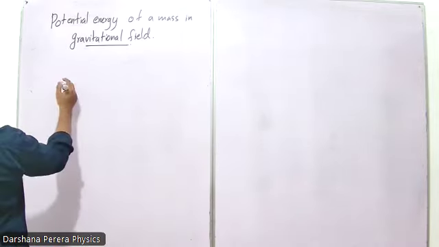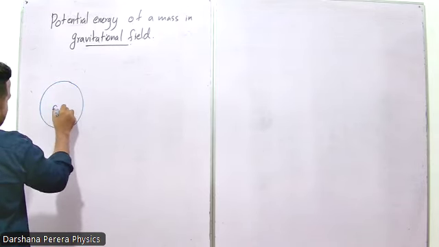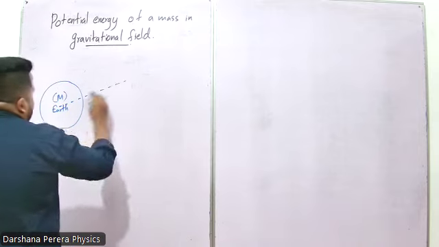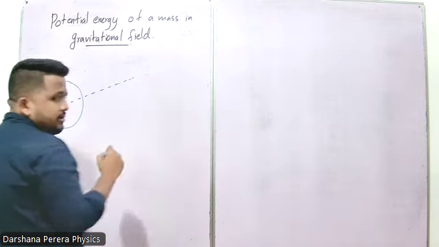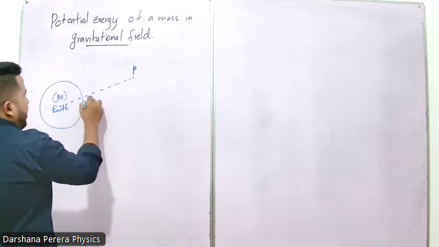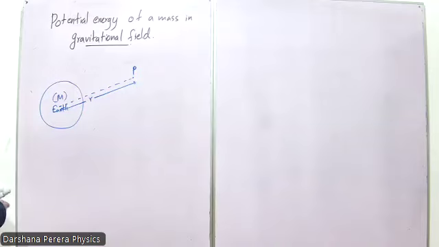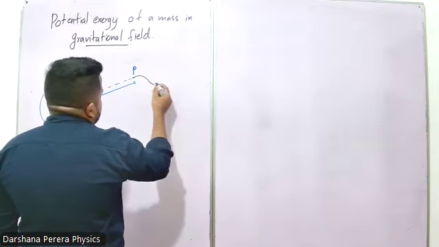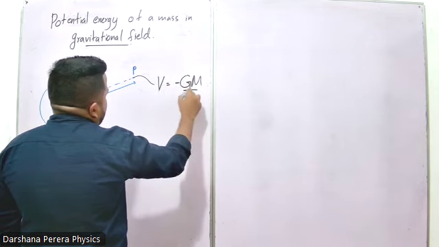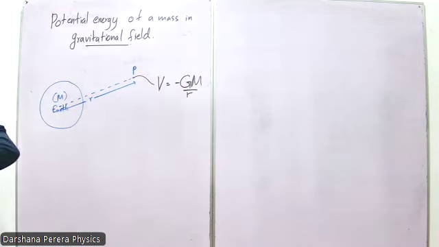Previously we discussed potential. If I take the earth, which has a mass capital M, and I take a point P located at r distance from the center of the earth, what should be the potential of this point? We know V equals minus GM over r, where M means the mass of the earth.